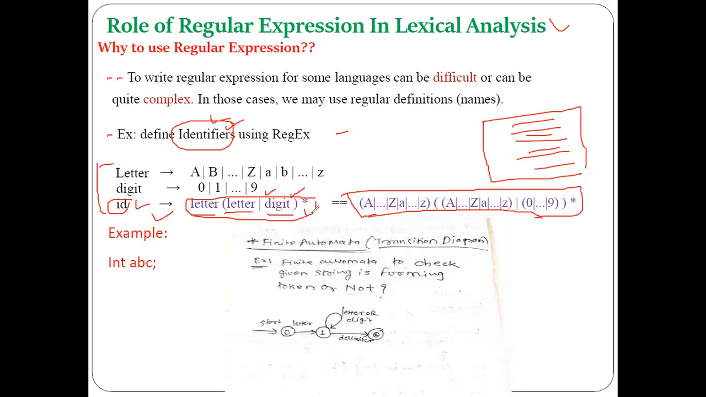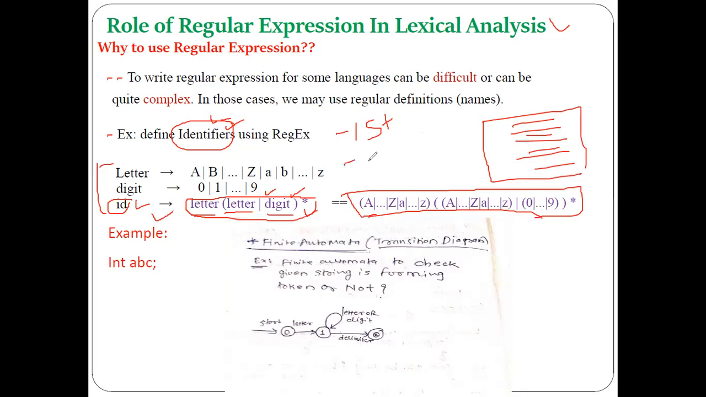Like this, it should start with a letter, and then the letter can be followed by a letter or digit. Now this is our first step. What is the first step? Representation of the pattern for the token by regular expression, or representation of token by the regular expression.